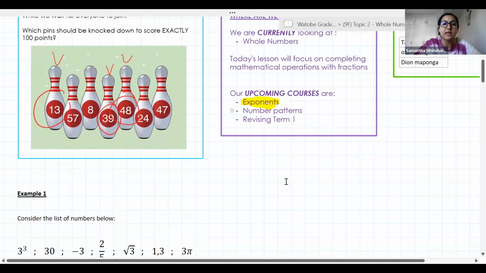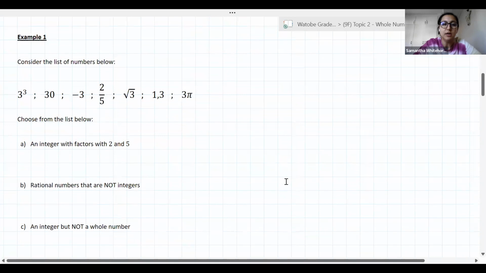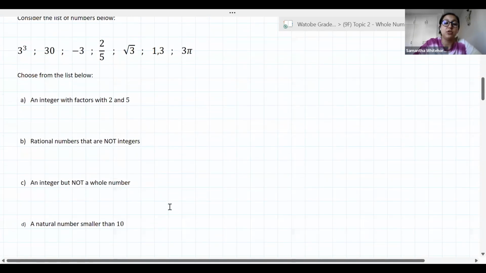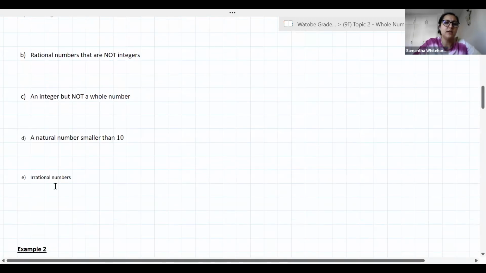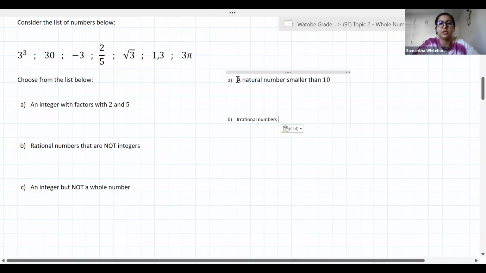So let's get into it. Like I said, guys, today we're revising everything that we've done in whole numbers and integers. So nothing here should be new to you. We have done it all already. But let us have a look and see. Hopefully we're feeling comfortable with this section as we go along.